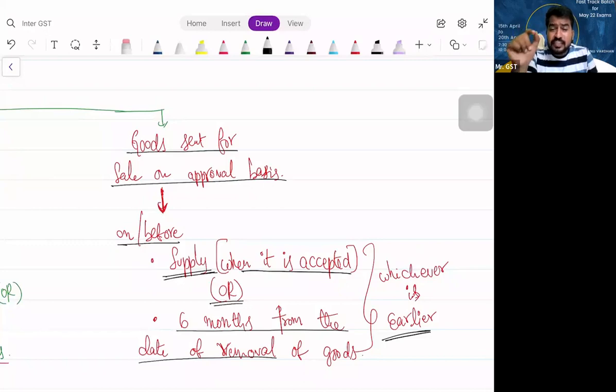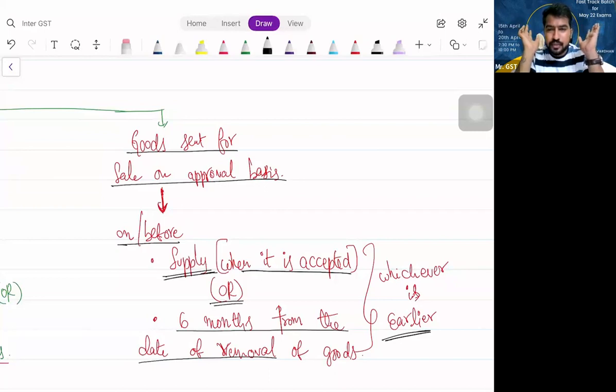immediately after the expiry of 6 months from the date of removal, when you have shown it as goods sent for sale on approval to Akshata, from that date, within 6 months, if there is no approval, immediately the next day after the expiry of 6 months, I should raise the invoice. That means, please understand, nobody can show something as goods sent for sale on approval basis for a period beyond 6 months. Are you able to understand?